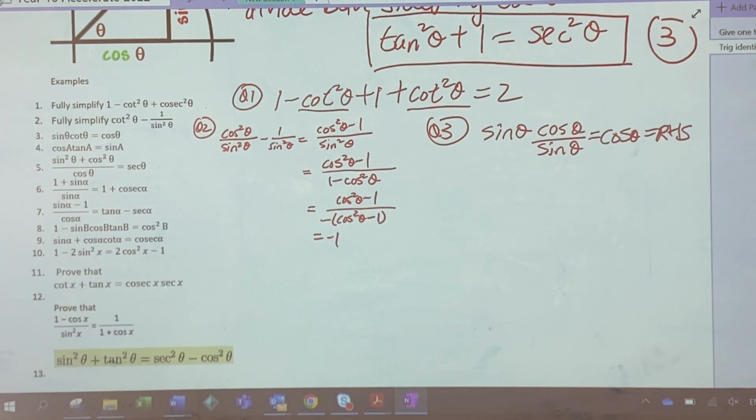All good? Because it's just cos equals cos. That's what you're trying to show. Cos theta equals cos theta. And then we can simplify: theta equals theta.